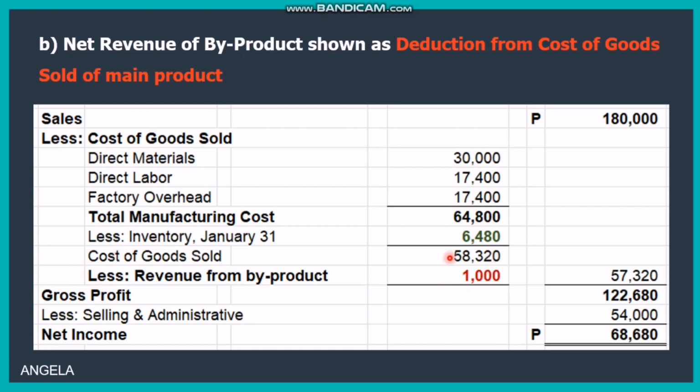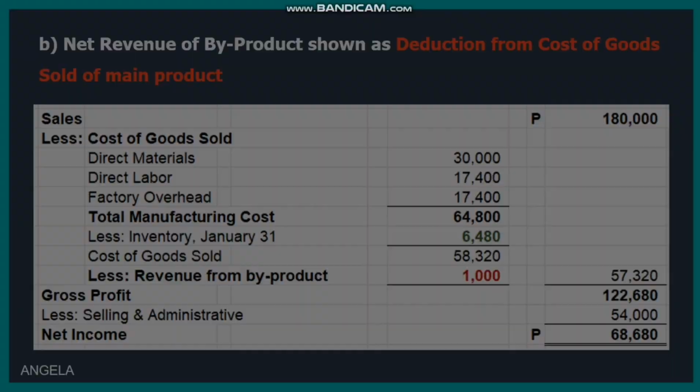Now, dito na po magpapakita yung net revenue ng byproduct na 1,000 as a deduction sa cost of goods sold. So, 58,320 minus 1,000, meron tayong 57,320. Para makuha natin yung gross profit, sales less cost of goods sold. So, 180,000 minus 57,320, meron tayong gross profit na 122,680. Now, para maka-arrive tayo sa net income, gross profit lang less selling and administrative expenses. So, 122,680 minus 54,000, meron tayong net income na 68,680.